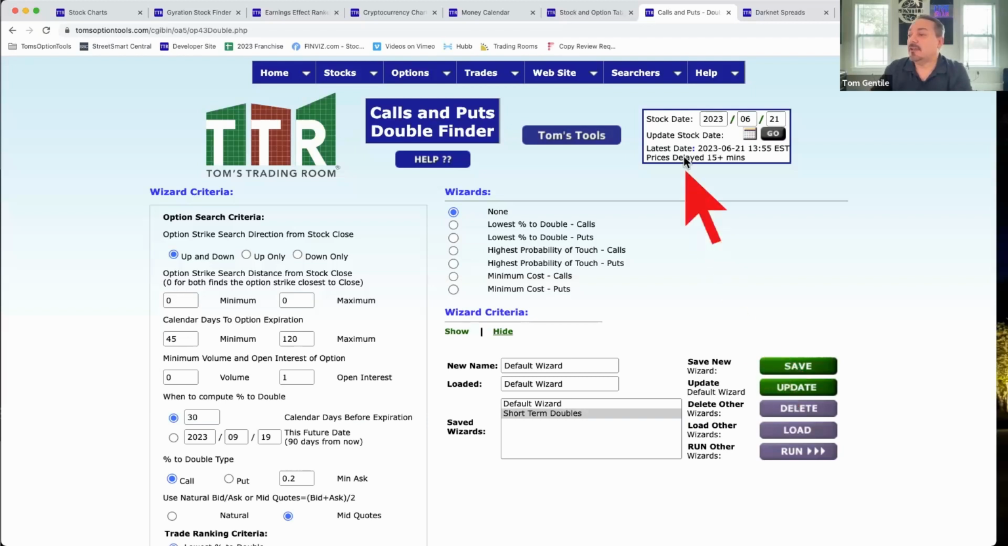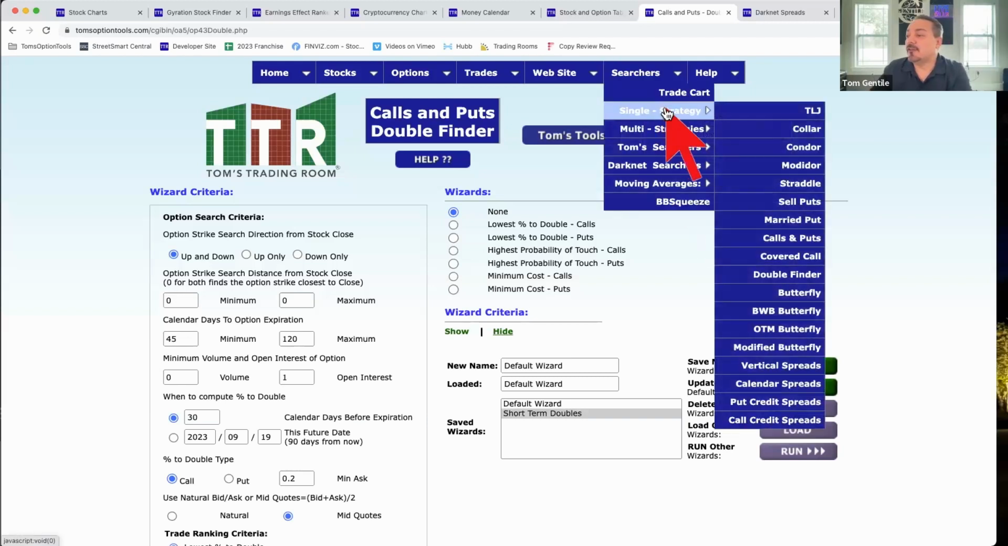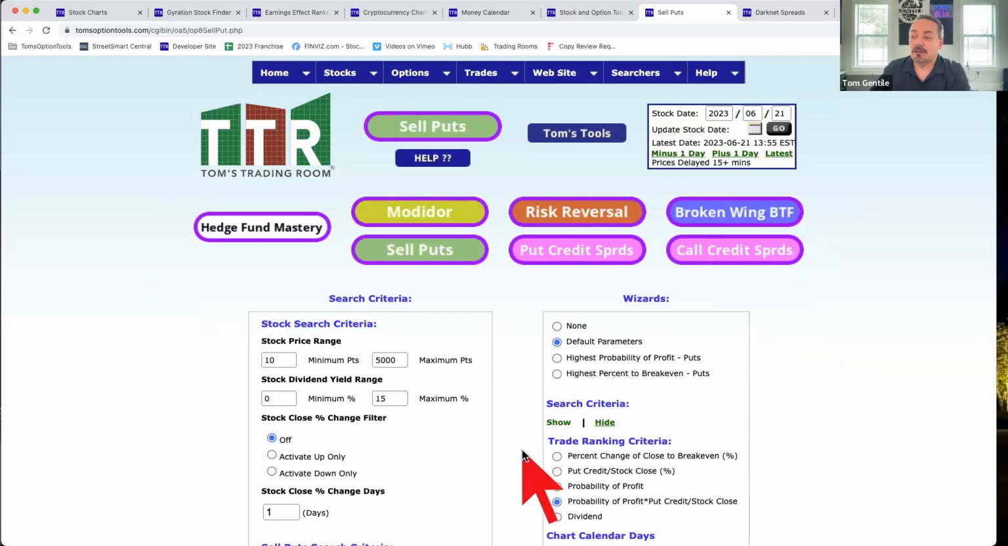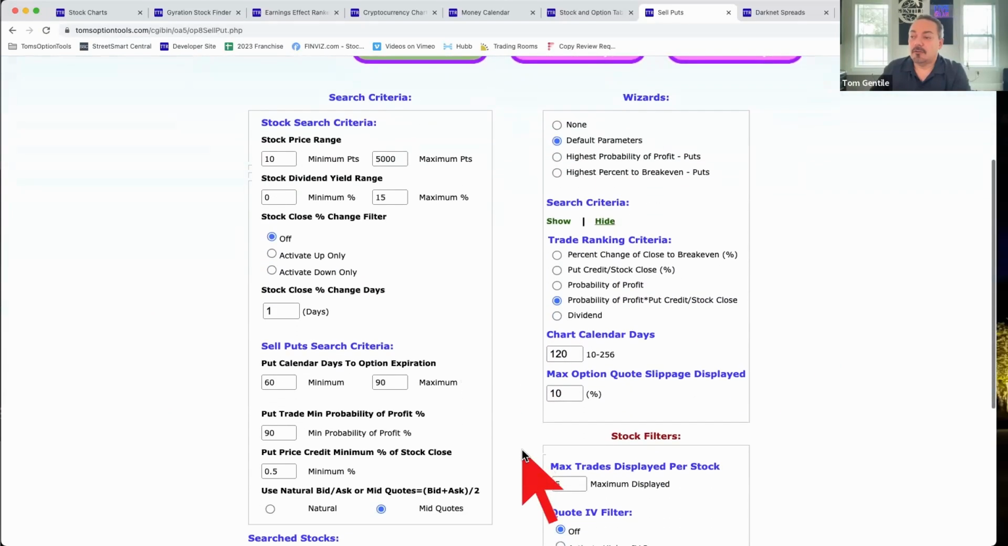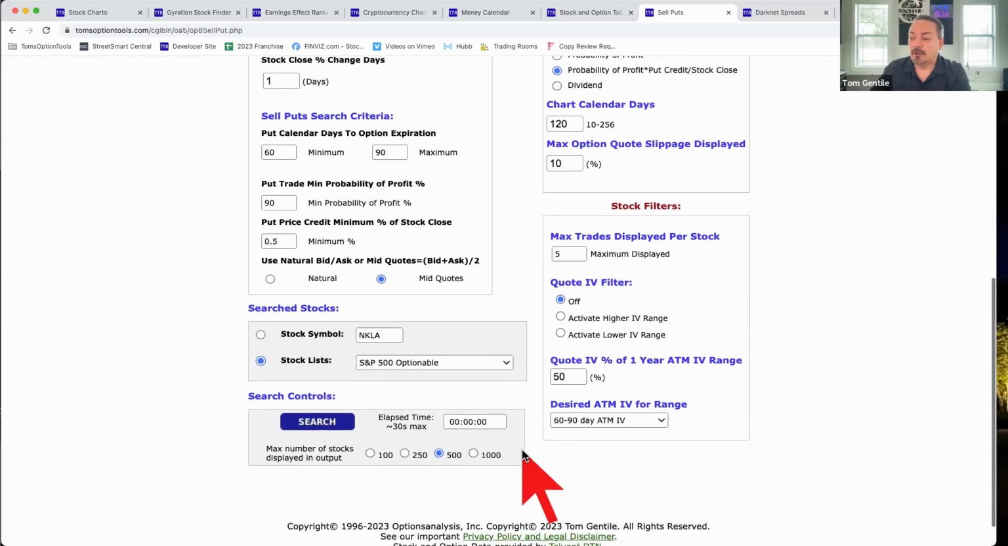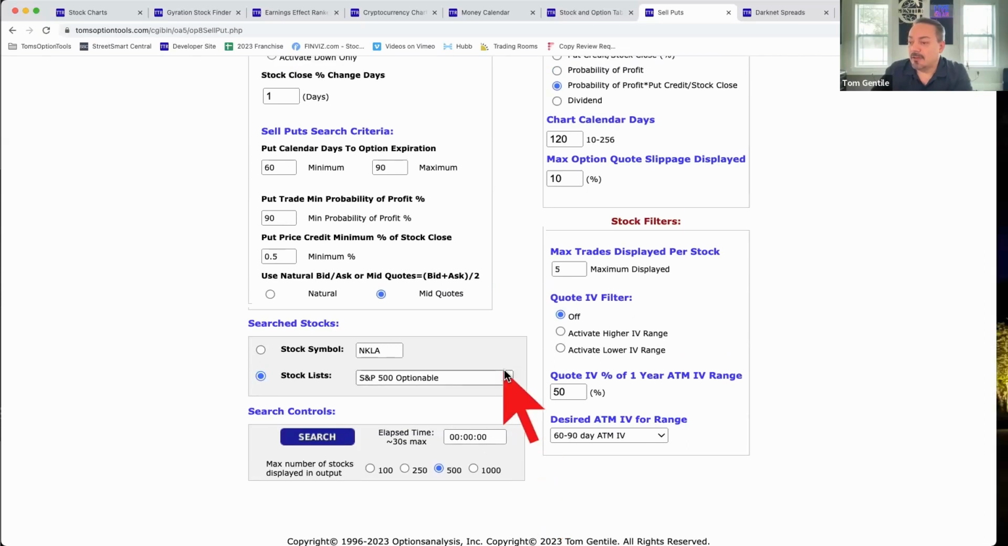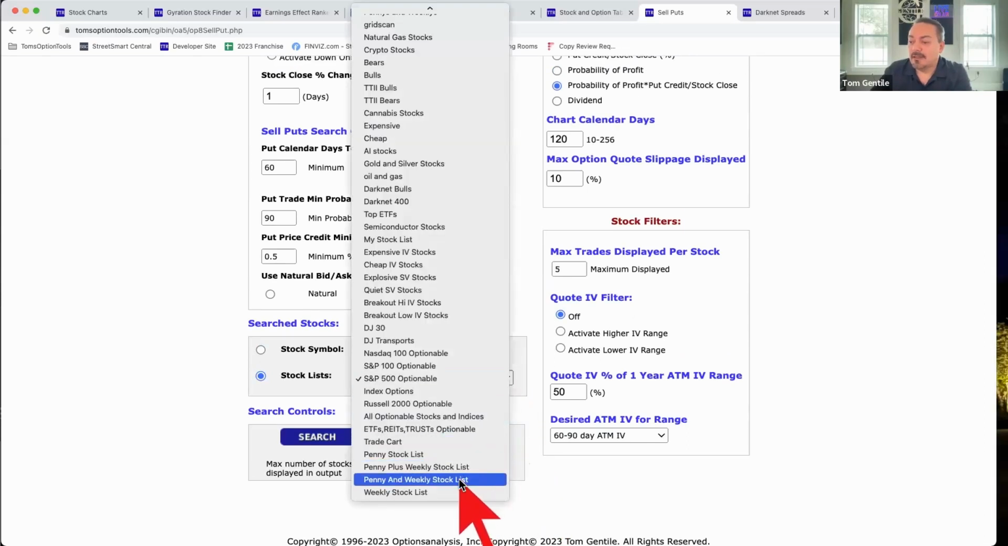And in fact, I'm going to take you to the searcher we have. I have a single leg strategy called sell puts. It's part of a hedge fund mastery that we do, but this is available to everyone who's part of our option tools, and I can run this. I run this on the penny and weekly list.